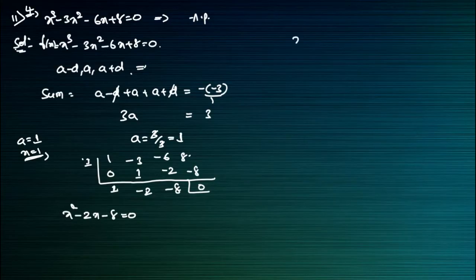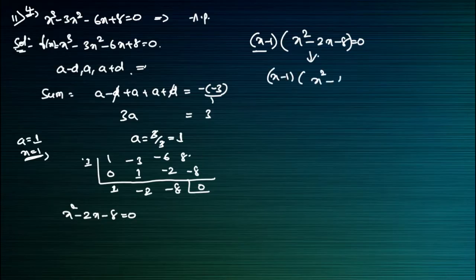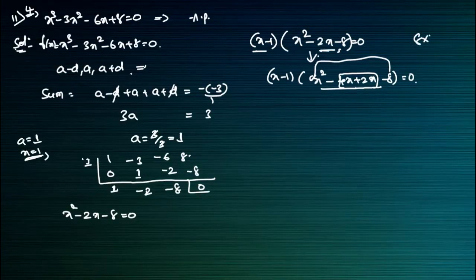So we have got the equation x square minus 2x minus 8 is equal to 0. Here x minus 1 is also one factor, or root, of this. If we split the term, it will become x square minus 4x plus 2x minus 8 is equal to 0. Splitting the term: 8 is 4 times 2, and minus 4 plus 2 is equal to minus 2, so here minus 2x will come.